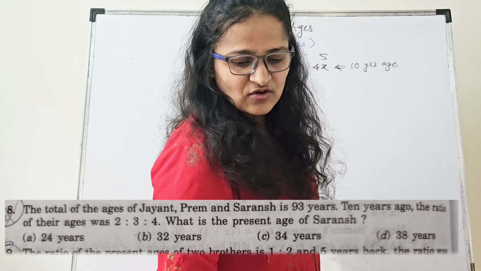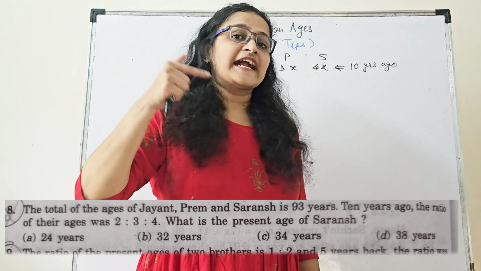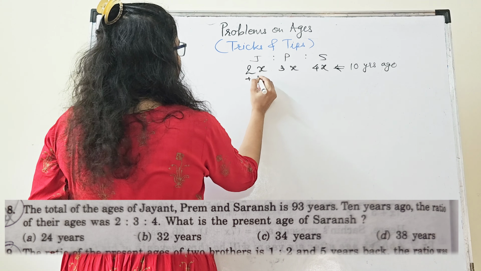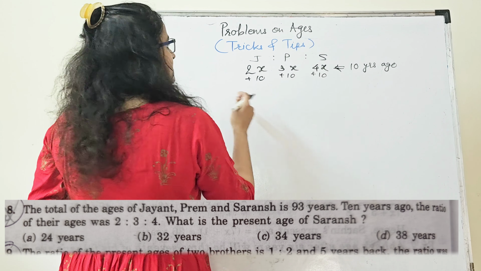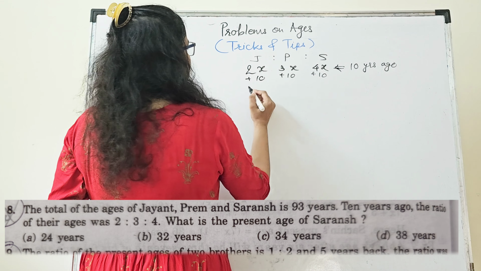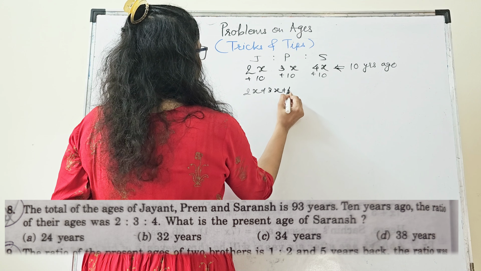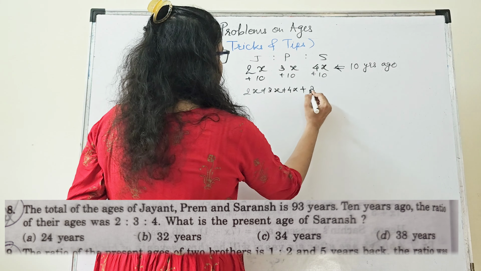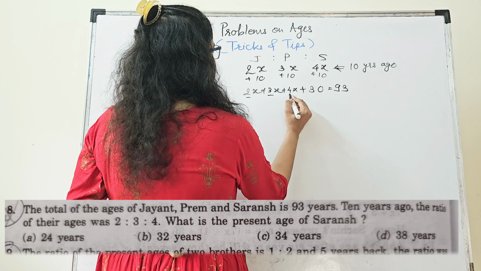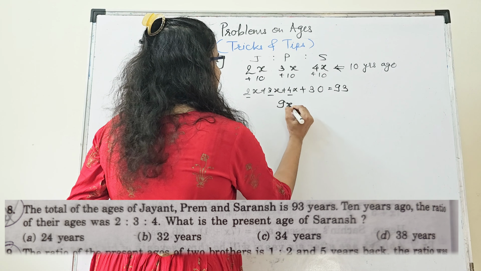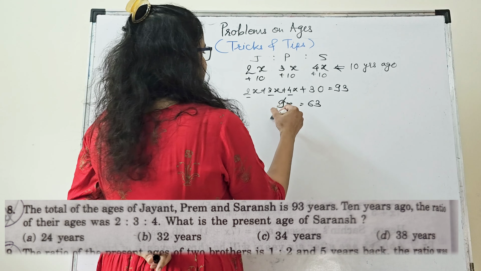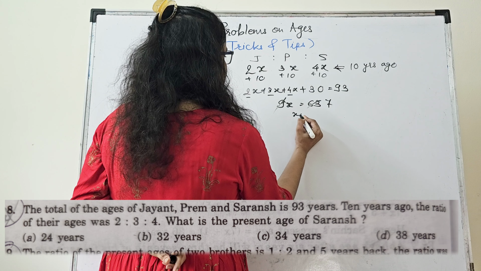The total of the ages of these three is 93. That is at present, right? This is before 10 years. So to come to the present, we have to add 10 for all of these. And then the total of these is going to be 93. So see, 2x plus 3x plus 4x plus 10 plus 10 plus 10, that is 30, and this is 93, yes. So 2x plus 3x plus 4x is how much? 9x. Yes, 9x equals, take this 30 there, minus, so 93 minus 30 is 63. And then this gives you 7. So the value of x is 7.